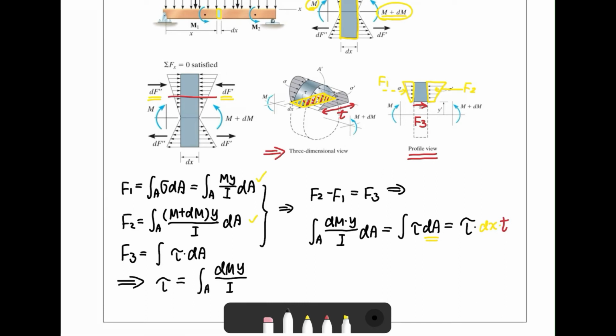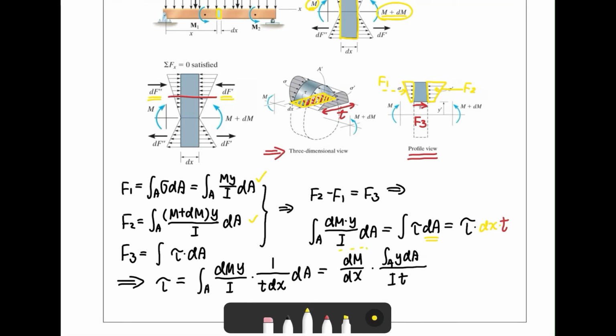And then let's try to move t and dx underneath here. And then we had a dA. So let's try to rewrite everything here. We had a dm over dx, and we had the integral of y dA. And then we had the moment of inertia underneath. We had a t here.